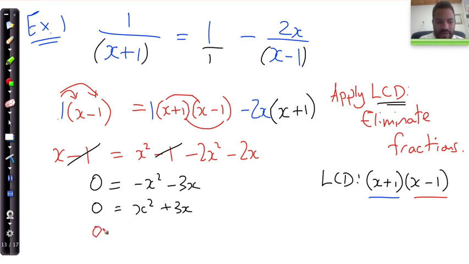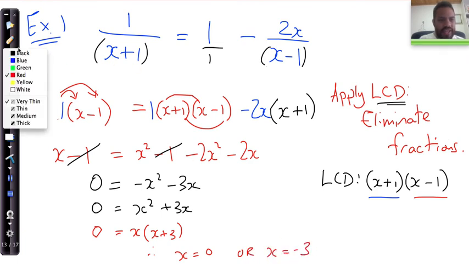So I'm going to say 0. There's a common factor of x, and that's going to be x plus 3. Right? Yeah, and that implies that x is equal to 0, or x is equal to negative 3. Now there's something I didn't put in here, and I should have done it at the beginning.